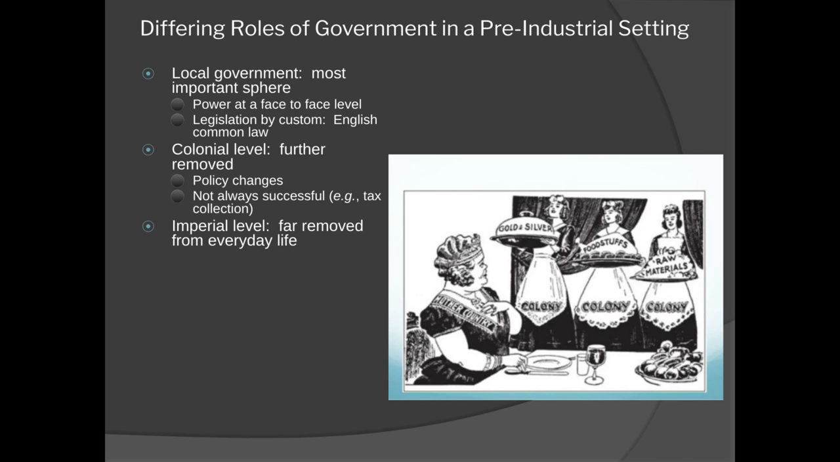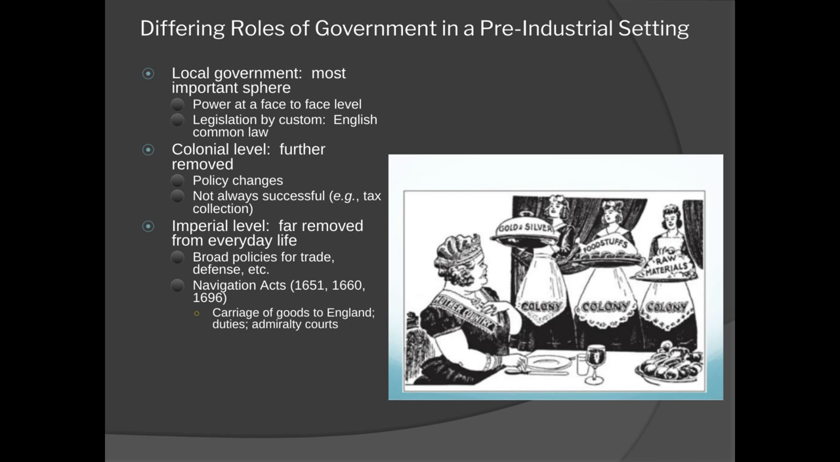So then we have the imperial level, which was far removed from everyday life. That is going to be your crown, people in high-ranking authority, the king, broad policies for trade and defense, things like that. The Navigation Acts are going to be passed in 1651, 1660, and 1696. The Navigation Acts put limits and gave broad scope where the carriage of goods to England was concerned, duties or taxes, and it also looked at admiralty courts.